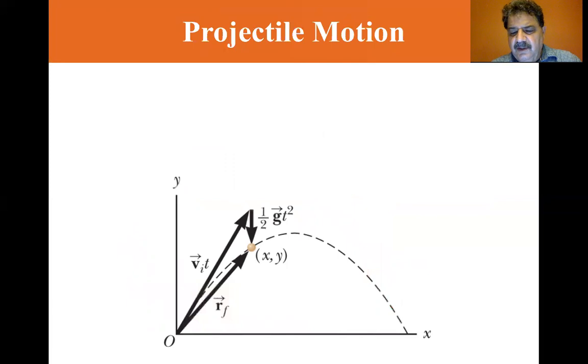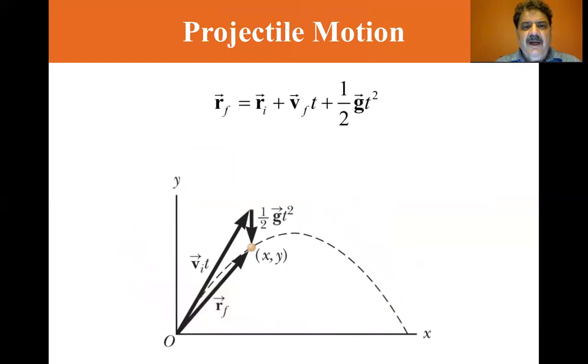For acceleration, the only acceleration is the acceleration downward due to gravity. We have the equation r final equals r initial plus v initial t plus 1/2 g t squared. The slide has v final, but if you look in the book at equation 4.1 on page 75, it is indeed v initial, not v final. That's a publisher error on these slides. I tried to change it but I can't, so I just wanted to point out to you that it's v initial t.